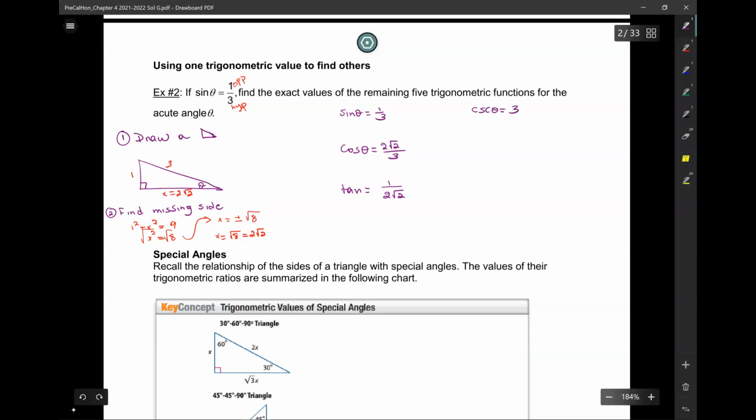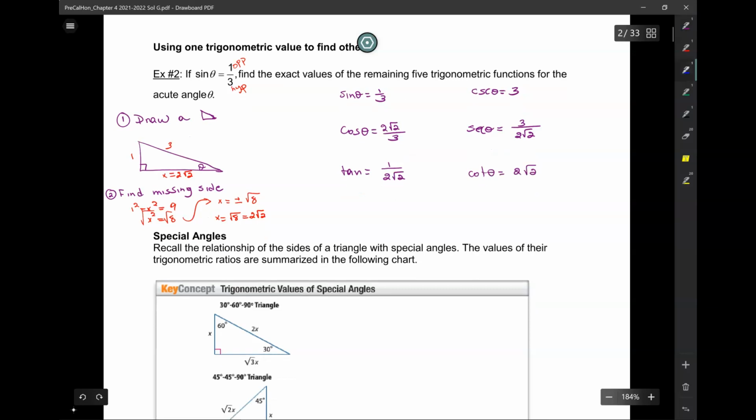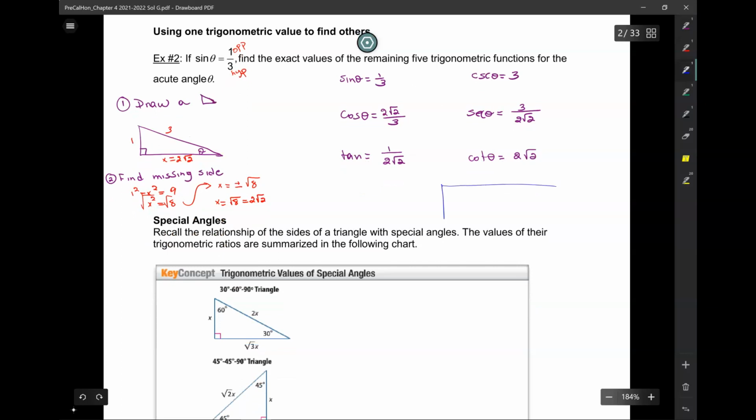Cosecant of theta is 3. Secant of theta is 3 over 2 root 2. Cotangent of theta is 2 root 2. Now, a little disclaimer for the denominator there. 1 over 2 root 2 is totally fine. 1 over root 8 is not fine, because the root isn't simplified, right? So root 8 is not okay, but 2 root 2 is totally fine.